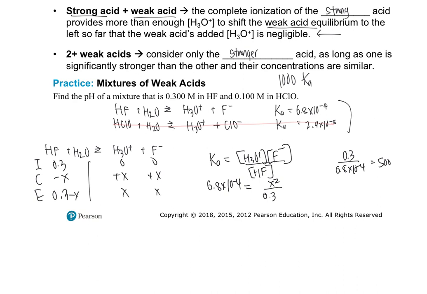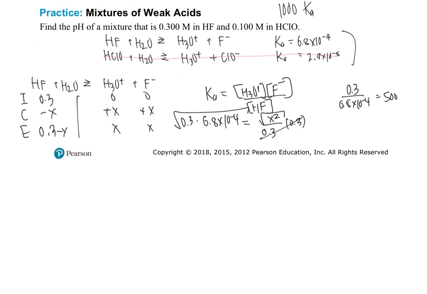Let's just see. Let's multiply both sides by 0.3. Let's try the approximation. And then square root. And we'll check our percent ionization to see if the rule works. That is kind of the thing you get to do, is just check and see. So when we make the approximation, we get X equals 1.43 times 10 to the negative 2 molar, which is hydronium.